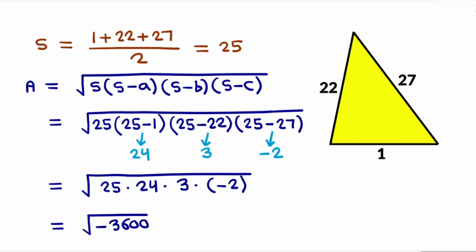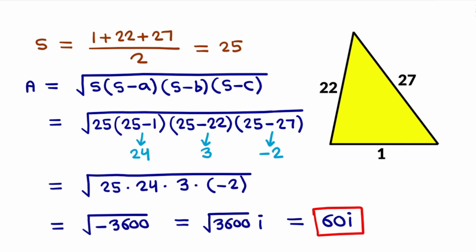But mathematics has a way of extending beyond the real numbers. Using the imaginary unit i, the square root of negative 3,600 can be written as the square root of 3,600 times i. And the square root of 3,600 is 60. So the result is 60i, an imaginary value. And that's the fascinating part.